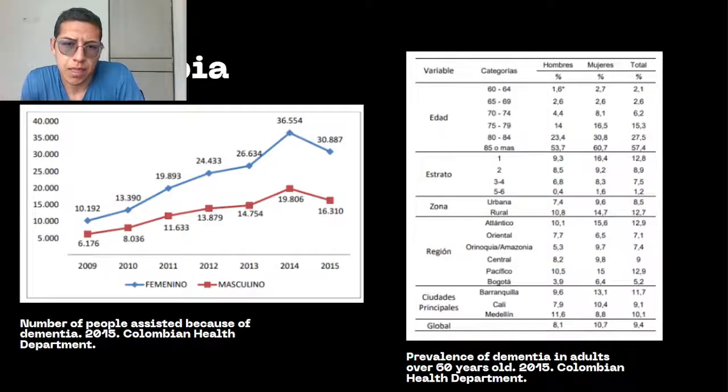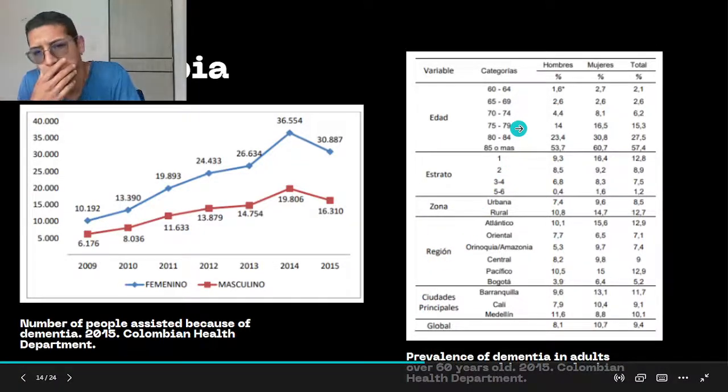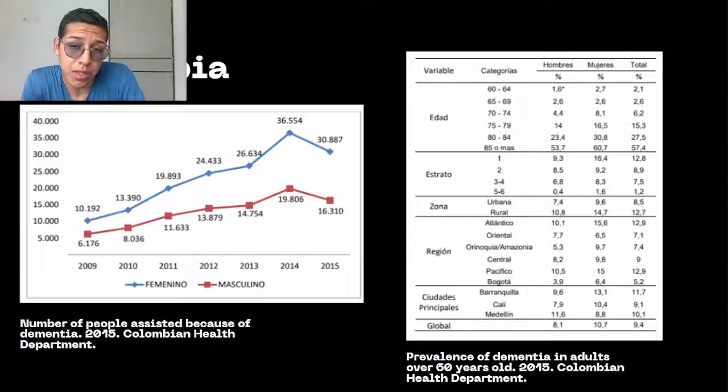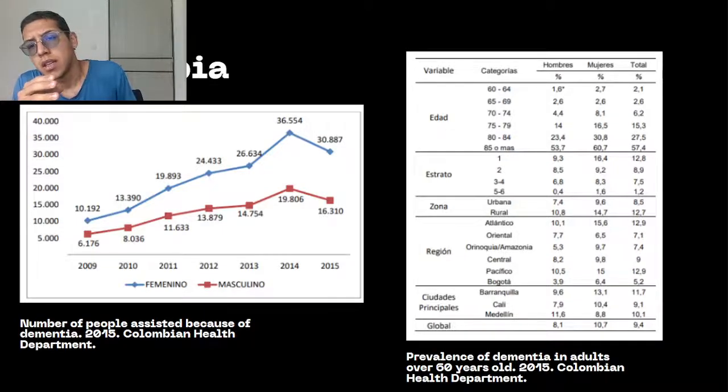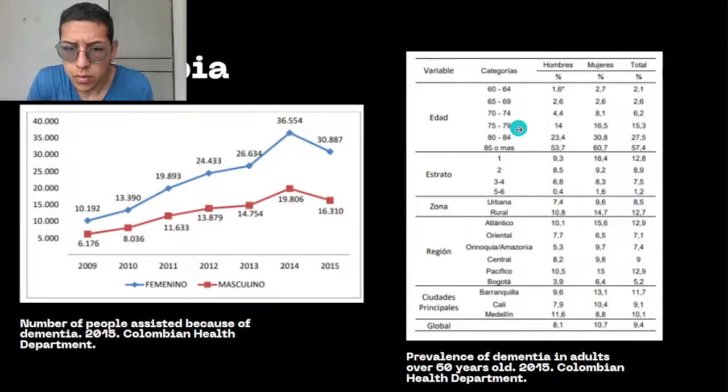Here in the region, it is important to notice that the coast regions are the ones that have the higher levels of prevalence.